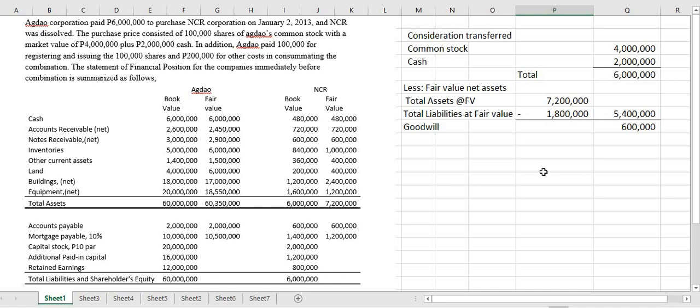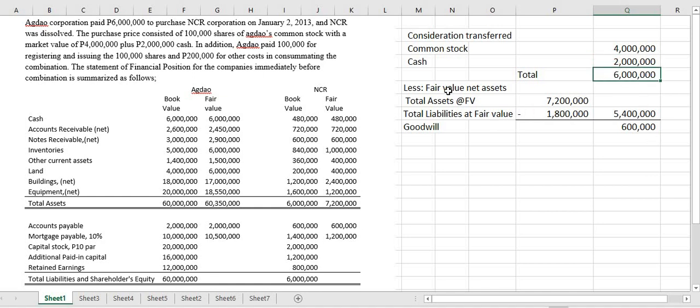All the consideration transferred and the fair value of the net assets acquired and liabilities assumed shall be measured at fair value. So our consideration, the common stock at fair value, is 4 million, then our cash is 2 million. So we have total consideration transferred of 6 million.